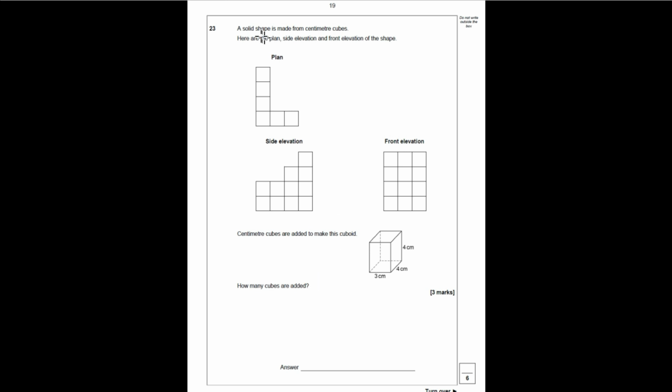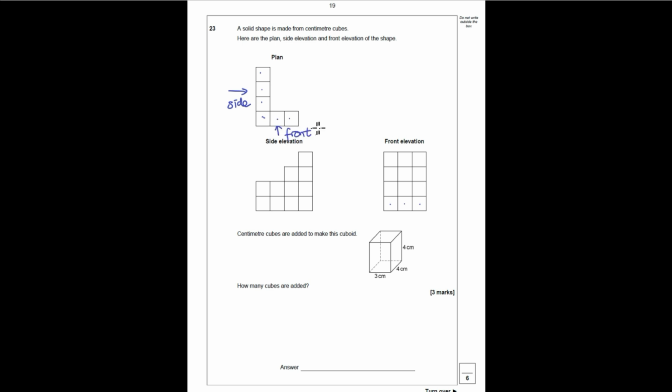So let's see the original shape first. From above, it looks like a wall. It's an L-shaped wall. From the side, it looks like this. So it has 1, 2, 3, 4. So this must be the side because it has 4 cubes. Now, this is the front. If you look at the wall from the front, it looks like it has 1, 2, 3 cubes. So this must be the front.